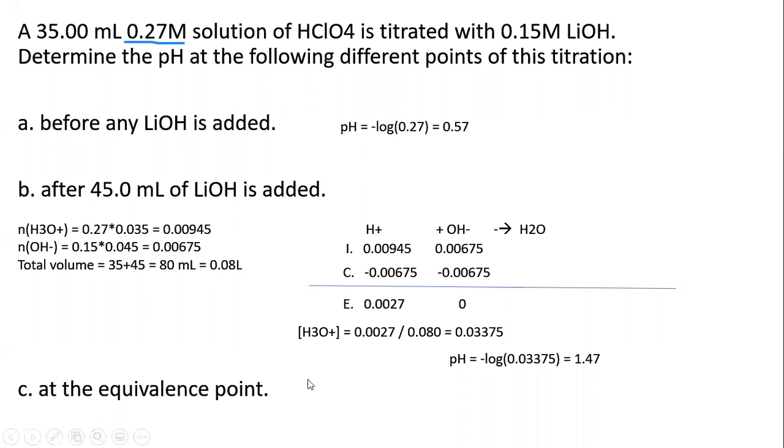Then lastly, at the equivalence point, since this is a strong acid and strong base, the pH is always 7. There's no calculation you need to do here. You just need to remember that when you have a strong acid and strong base titration, the equivalence point is always at a pH of 7.